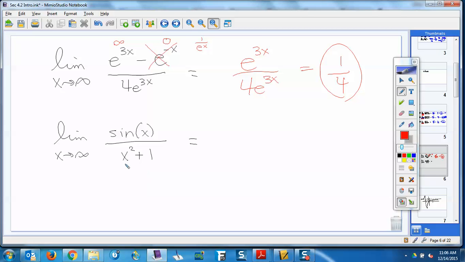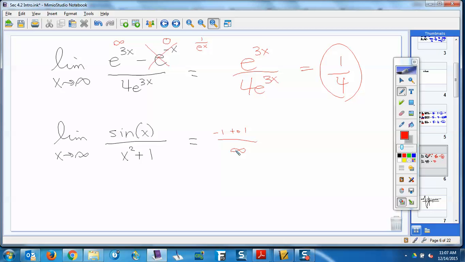As x gets really big here, what happens to sine outputs as x gets bigger and bigger? It's just going to bounce between -1 and 1, right? Imagine the sine graph way out here. It's just going to bounce between -1 and 1. A lot of times I'll just write on top that it's going to go from -1 to 1. What's the bottom going to be as x gets really big? It's going to get really, really big.